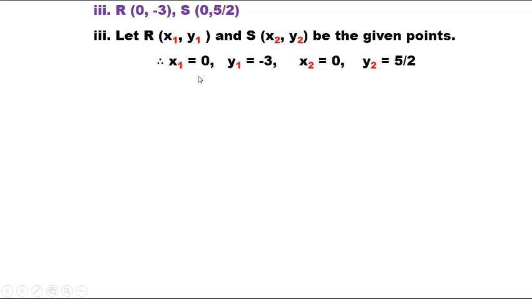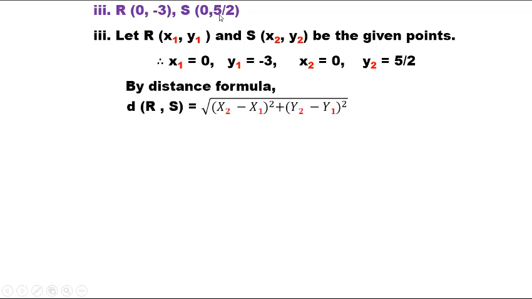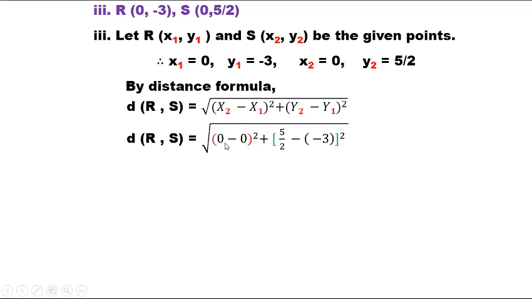Third one is R and S. (x1, y1), (x2, y2). x1 is equal to 0, y1 is equal to -3, x2 is equal to 0 and y2 is equal to 5/2. By the distance formula, we get (0 minus 0) squared plus (5/2 minus (-3)) whole squared.